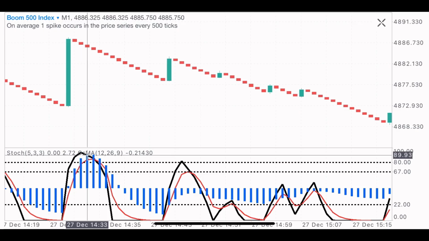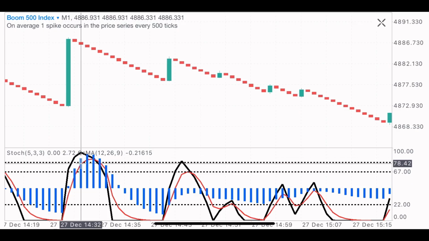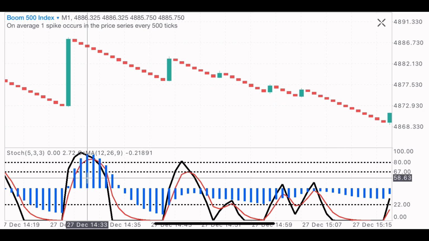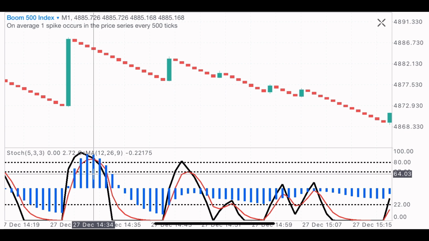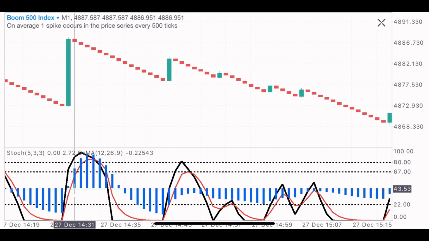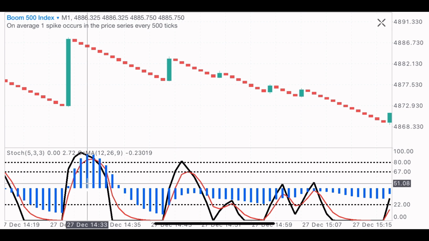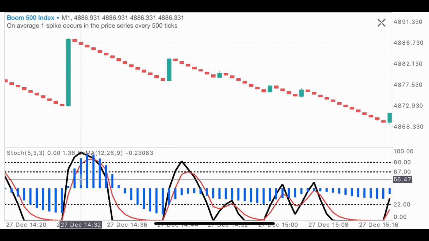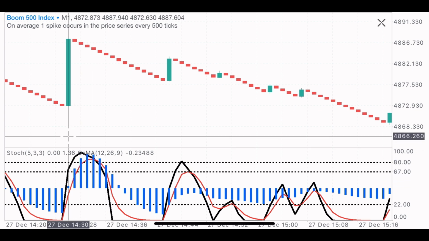Okay, you can see right here that this black and this red are the stochastic, and this middle one right here, this blue, is the moving average of the oscillator, and this is a spike, right? Now take a look at it. After the spike, remember, like I said, the moving average has to be in between the stochastic oscillator. It has to be in the stochastic oscillator, and you need to wait after the spike before you place a sell.